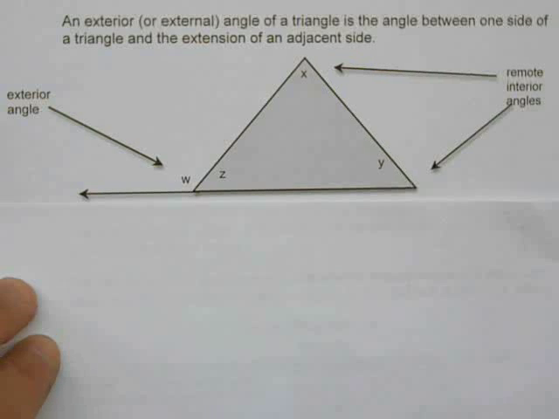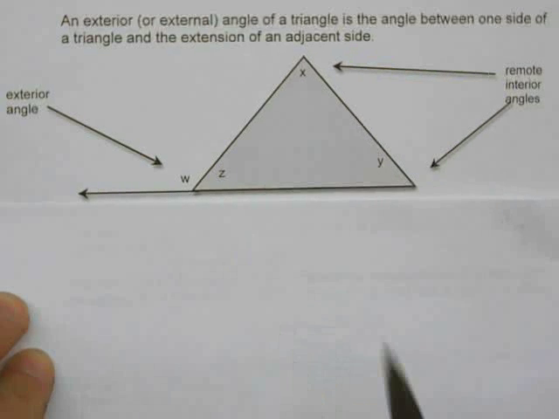In this video, I'm going to introduce the concept of exterior angles of triangles. And as you can see, it says the exterior or external angle of a triangle is the angle between one side of a triangle and the extension of an adjacent side. So what does that mean in plain English?